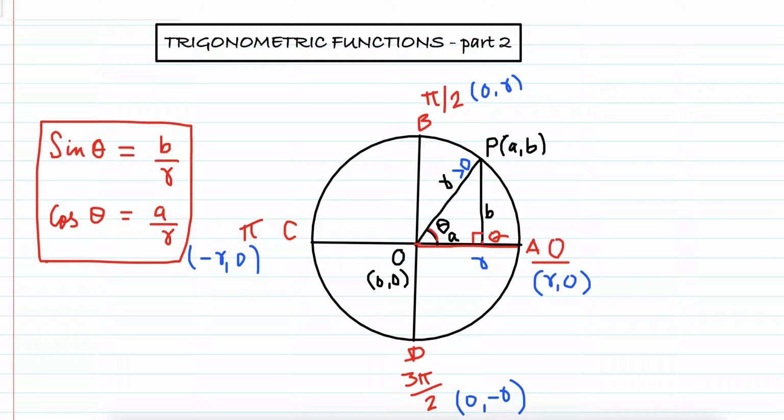So if we take any point P on a circle with radius r, then we can define sine and cosine in terms of the coordinates of that point and the radius of the circle. So here sin theta and cos theta are defined in terms of a and b, the coordinates of point P, and the radius of the circle.